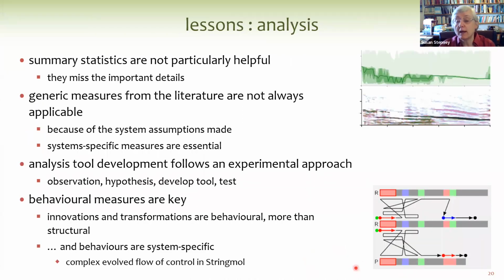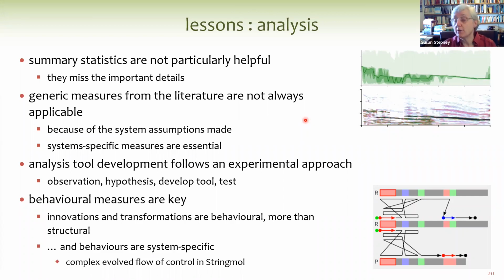And also, we learned some lessons doing the analysis. The summary statistics are not particularly helpful. They don't show the fine detail. They don't show the edge cases where potentially the interesting behaviors are going on. Also, there are a lot of generic measures in the literature that are suggested to be useful for comparison, but actually they're not particularly useful because they make a lot of assumptions about the system.